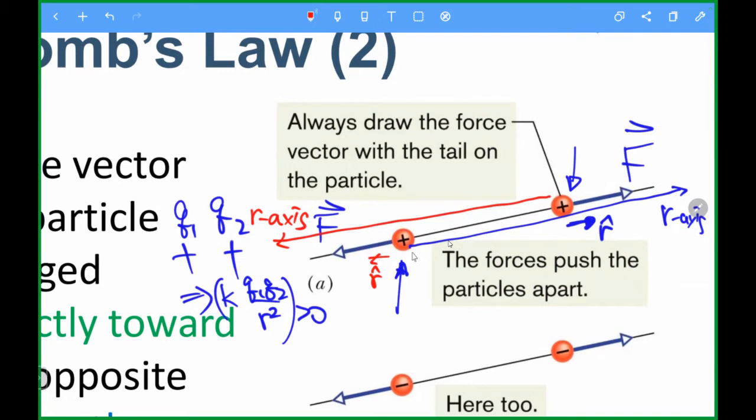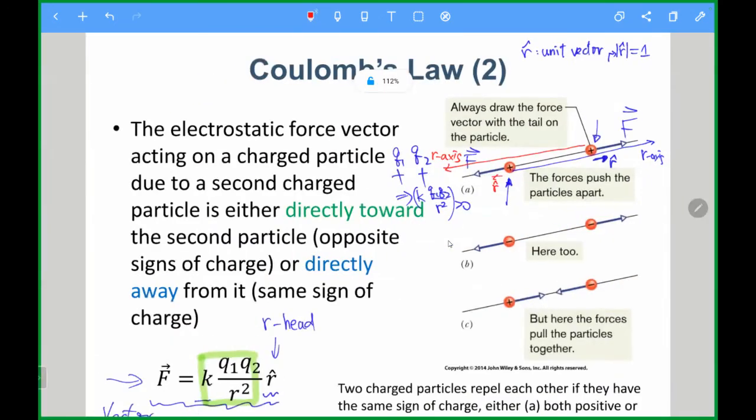So F, this vector, should have the same direction as the red R hat. For this charge, F points to the left side. For this charge, F points to the right side. Which means that these two charges repel each other.